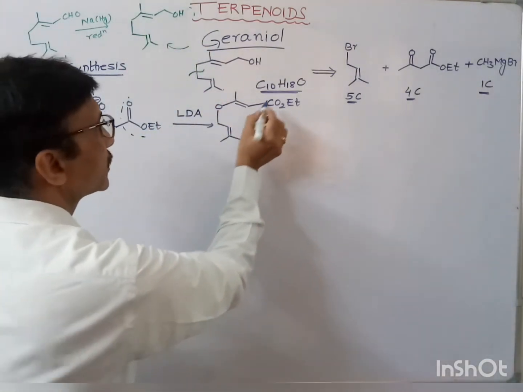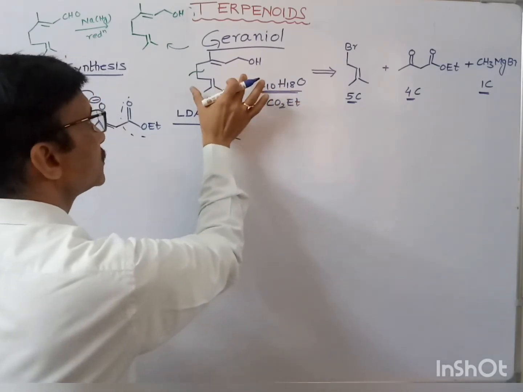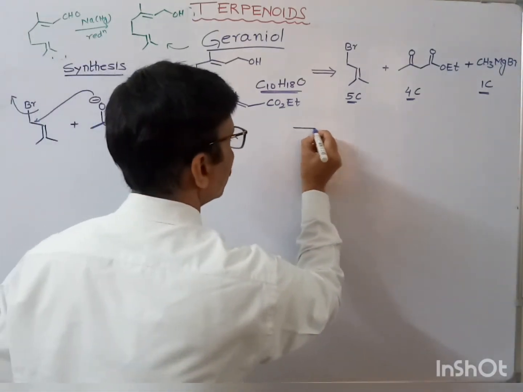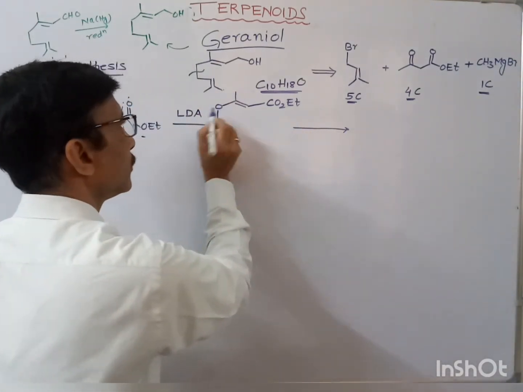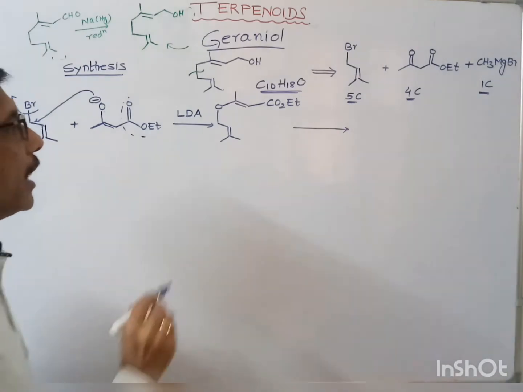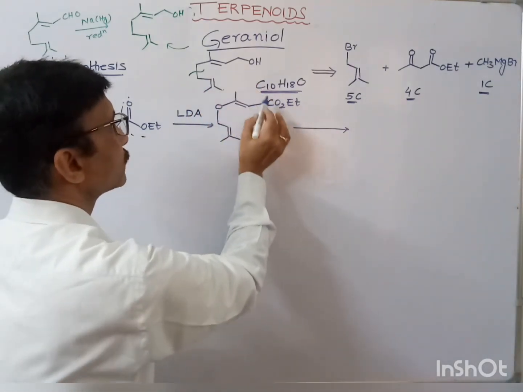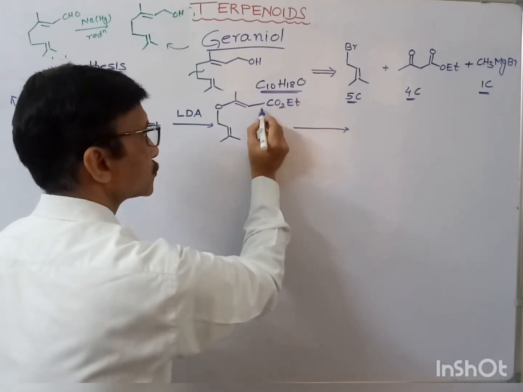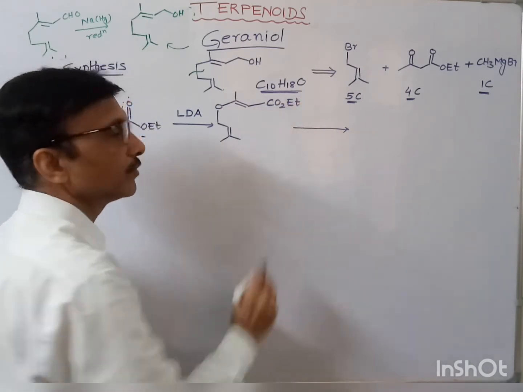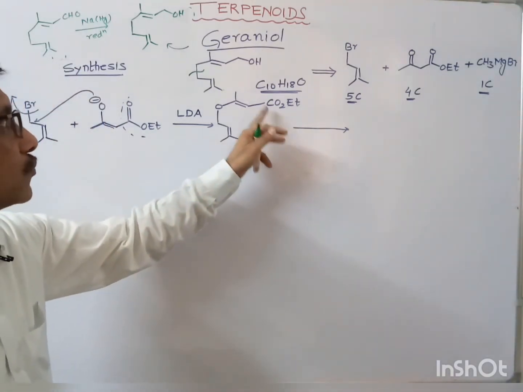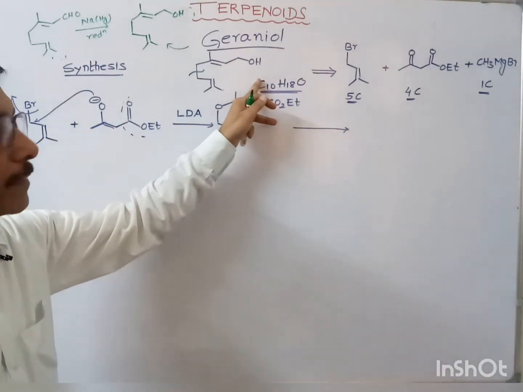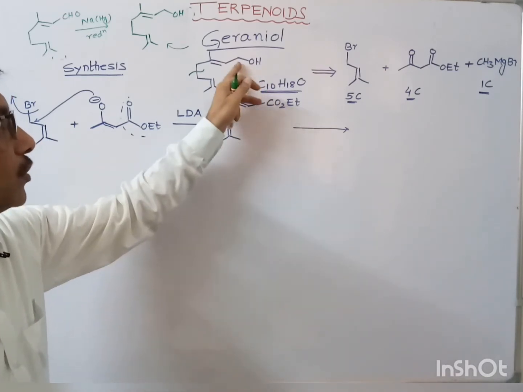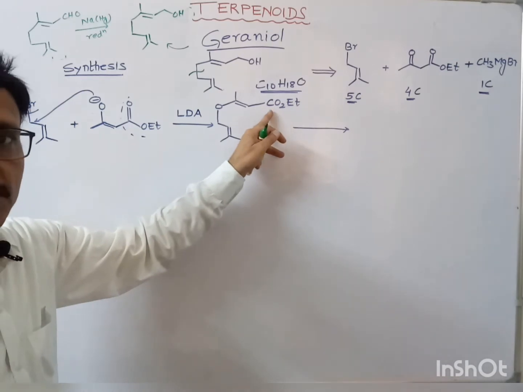So what we have got here is this type of structure, which is somewhat similar to geraniol. Now, we have to remove the oxygen from here. If we match this with the original geraniol molecule, then in place of this ester group, we should also have the CH2OH group. So how can we put a CH2OH group in place of this ester?